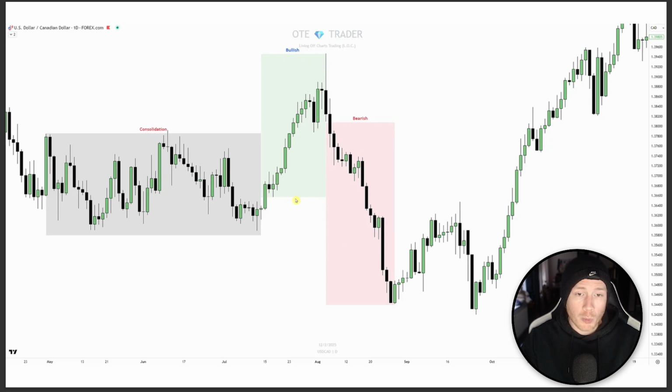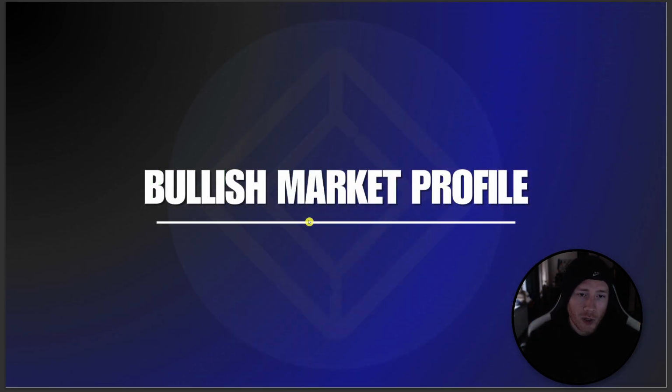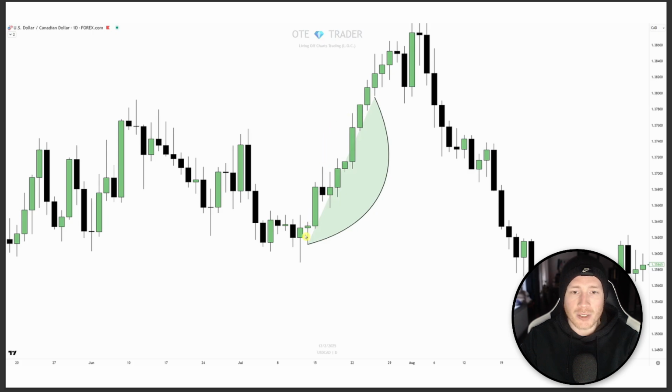And notice where I put the boxes here, right? The bullish box starts down here and not down here. And I will explain to you why that is, and same with the bearish one. So first of all, we're going to touch on a bullish market profile. We're going to be focusing on that piece of price action I showed you earlier, that bullish box I drew out, right? We're going to be focusing on this piece of price action over here, because this has a clear trend to the upside.